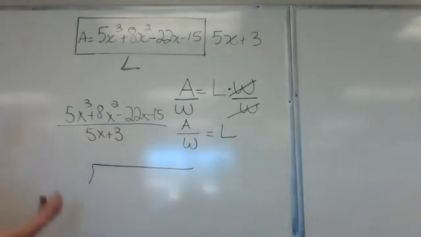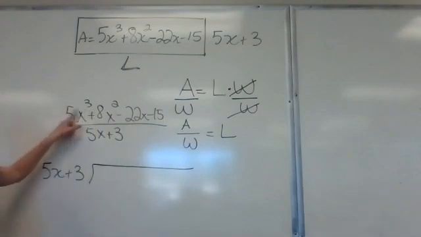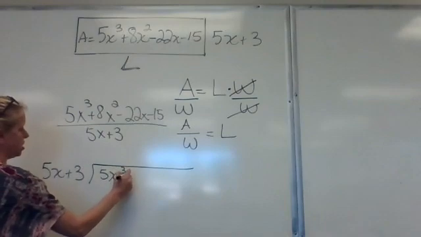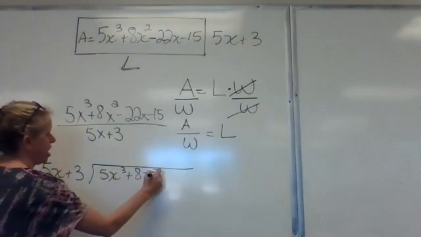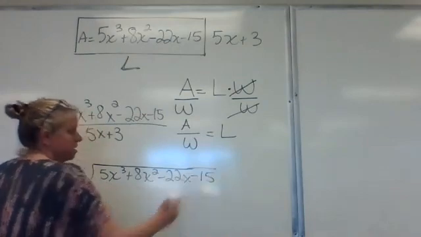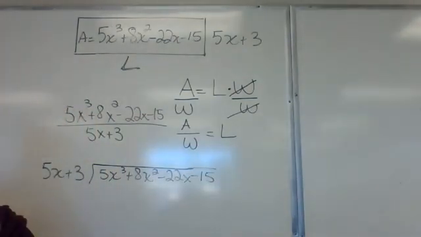Your denominator, 5x plus 3, comes out here. Your numerator comes under your division symbol. So 5x to the third plus 8x squared minus 22x minus 15. And then work this long division.